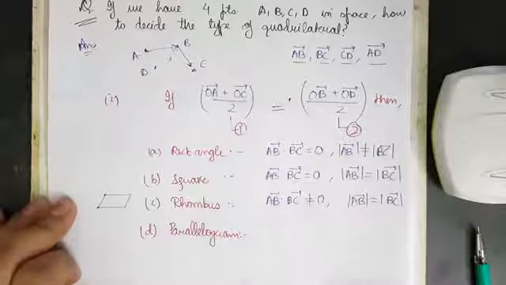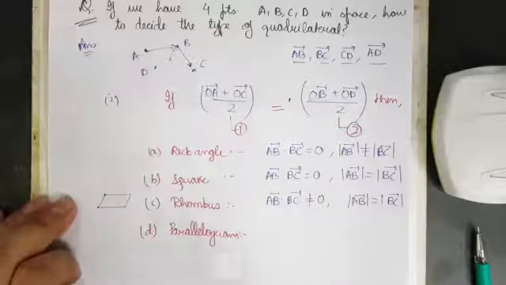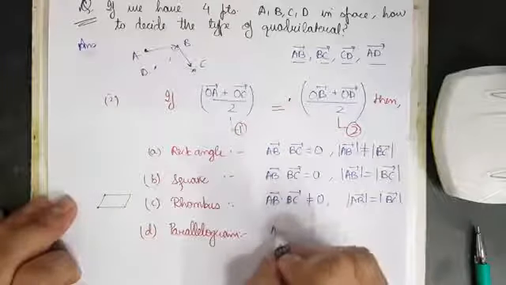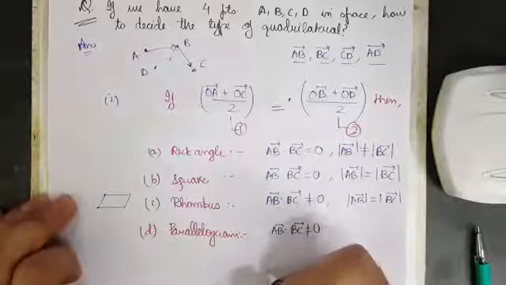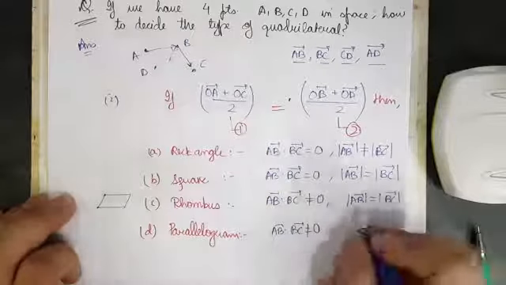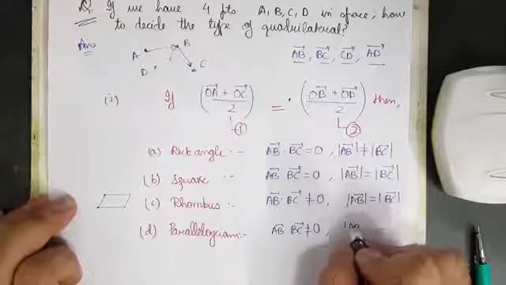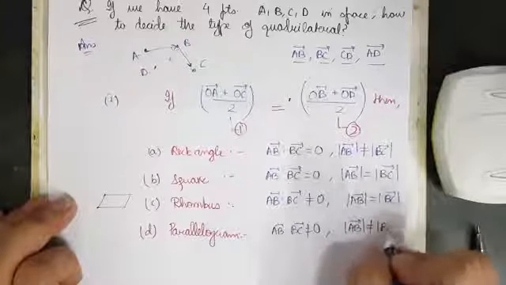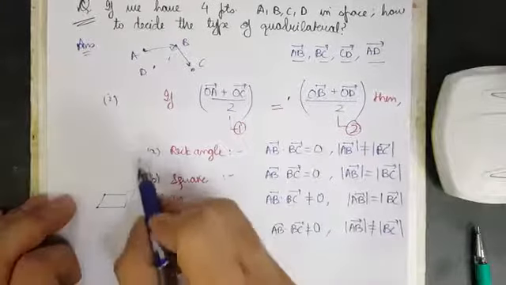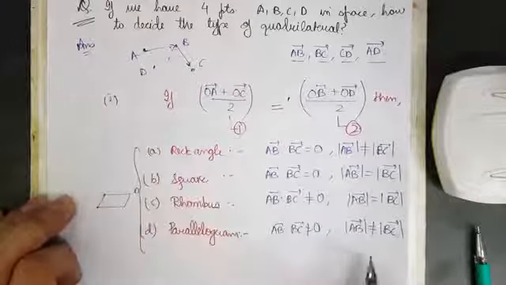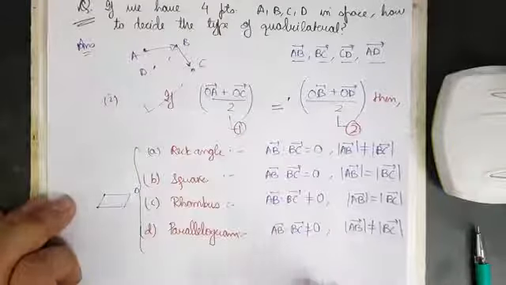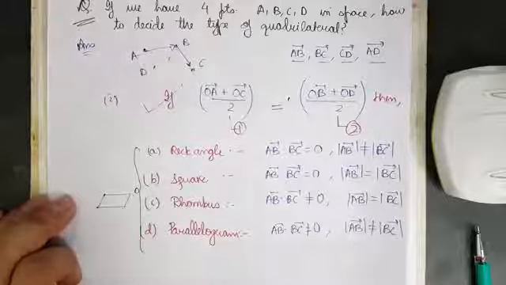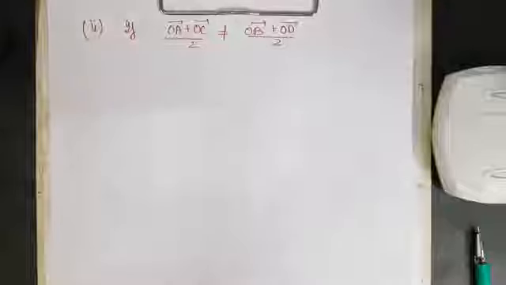So AB dot BC won't be equal to 0, but the magnitude of the AB vector will be equal to the magnitude of the BC vector. Now moving on to the parallelogram, again AB dot BC won't be equal to 0 because the sides are not perpendicular to each other, and moreover the magnitude of the adjacent sides won't be equal either. So we can see that we can decide the nature of these figures on the basis of vectors also, whenever this condition holds true. Now what happens if this condition does not hold true, seeing on the next page.